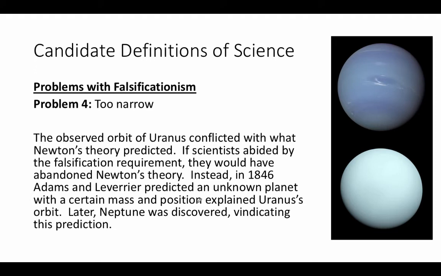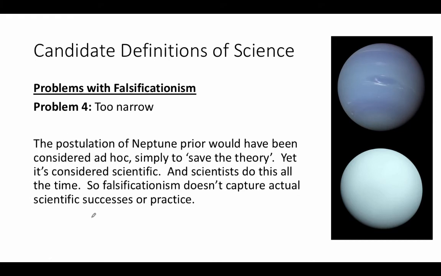So if scientists abided by the falsification requirement, they would have just given up Newton's theory. But they didn't give up Newton's theory. Instead, they predicted maybe there's an unknown planet that's causing changes in Uranus's orbit with a certain mass and a certain position. It turns out they were right. They discovered the planet Neptune, and it vindicated this prediction. The postulation of Neptune prior to its discovery would have been considered ad hoc, simply to save Newton's theory, but it's considered scientific.